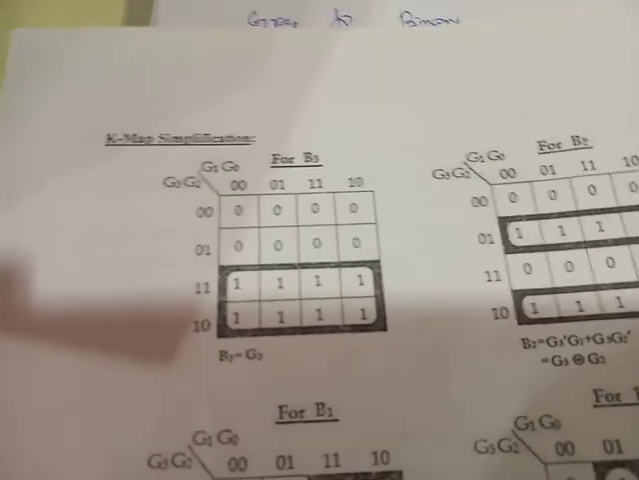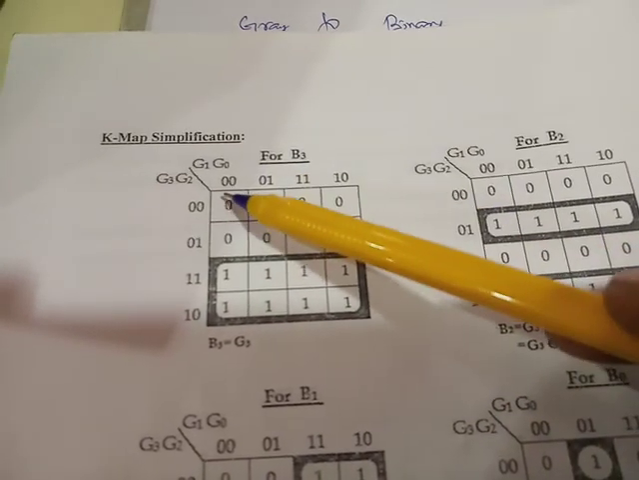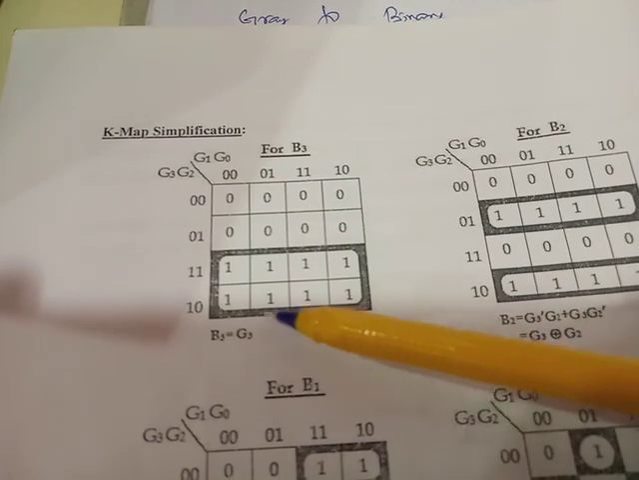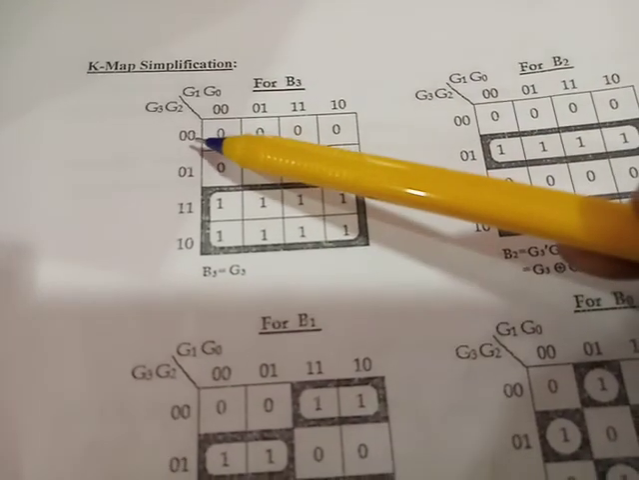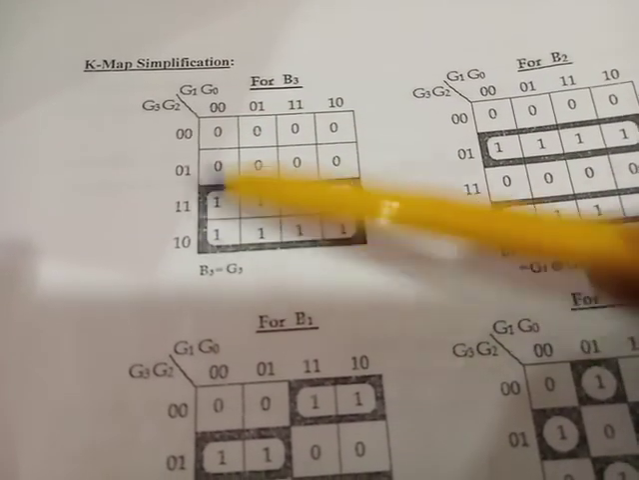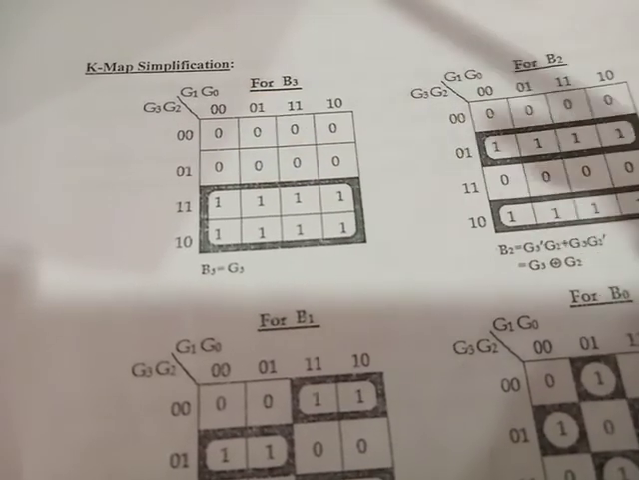So this is the K-map for B3. How can we calculate? This is a 4x4 K-map, you know that, right? So 00 01 11 10 and 00 01 11 10. Here I am taking G3, G2, G1, G0, right?